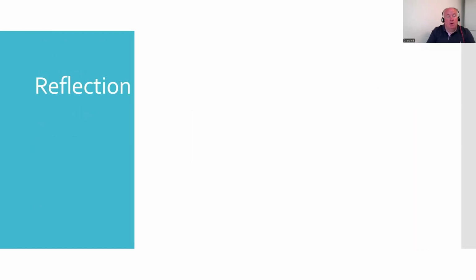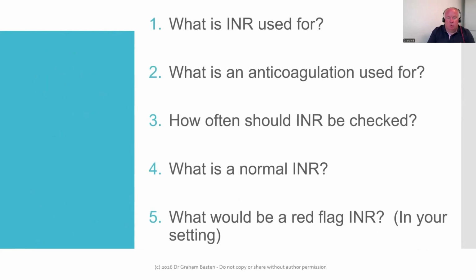Okay, so in the longer session, we'll do some reflective practice. So you might want to pause this video and have a look at these. So questions to reflect on: what is INR? What's it used for? What does an anticoagulation do? How often do you check INR in your setting? What's a normal INR? So what would a normal INR be if you weren't on anticoagulation? And what would be a red flag INR in your setting?